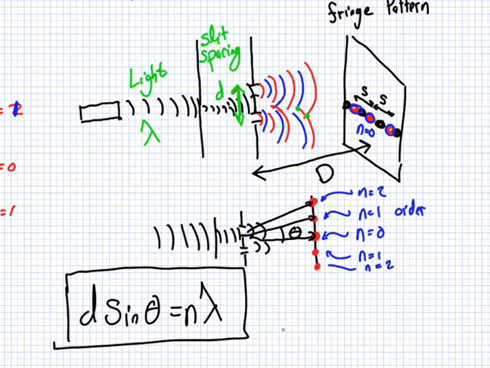And the second formula is when you want to work out the space between the brightness, the fringe spacing. The fringe spacing is the big distance over the small distance multiplied by lambda.